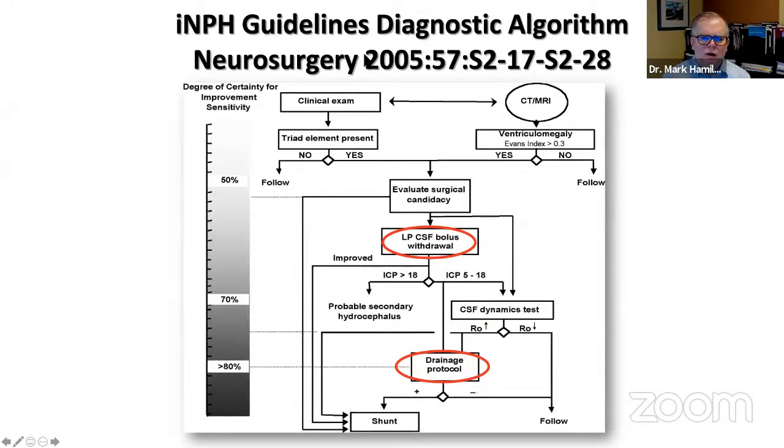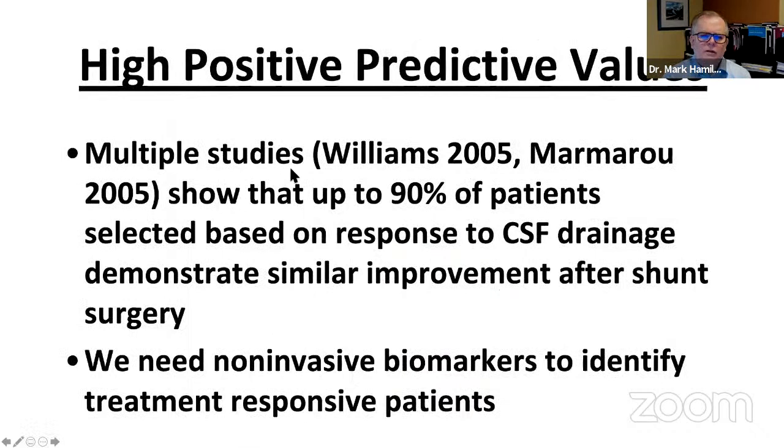Even though it says about 80% here, I think these numbers are much higher as we've gone from 2005 to 2021. There are 3 versions of guidelines in the Japanese Neurosurgical Society. They use a similar sort of methodology, but it's becoming more nuanced as we identify more radiological features. There are now multiple studies.